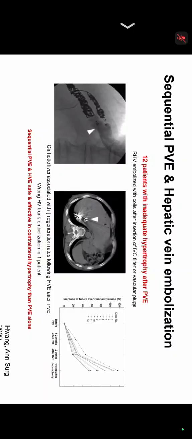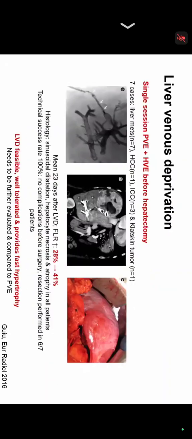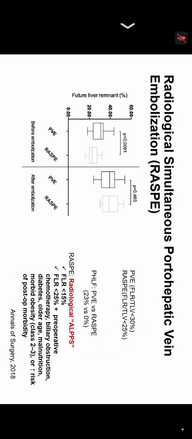So there is a lot of literature now coming, case series about LVD, liver venous deprivation, on the ipsilateral side, and there is also debate about whether you should do it in a simultaneous way or in a sequential way. So there's not that much data on clarity, but if somebody has got a very low FLR, like less than 15%, then it may be good to do it simultaneously, both hepatic vein and portal vein in one go rather than doing it sequentially.